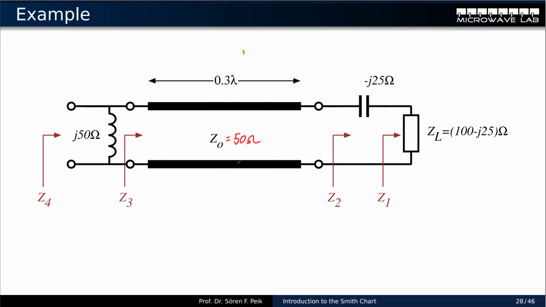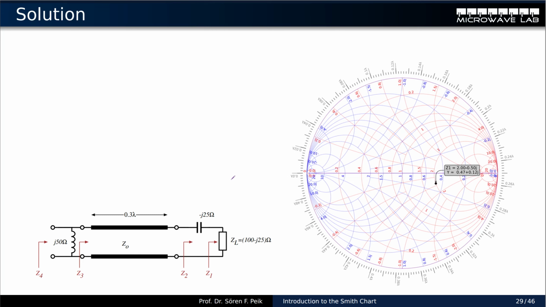The first thing you do before you go into the Smith chart is you normalize everything. So this ZL becomes, well, everything divided by 50. So this becomes 2 minus 0.5j. That's my normalized ZL. This becomes minus 0.5j. This becomes just 1. And this becomes 1j. Now we have all the normalized values because everything is divided by 50.